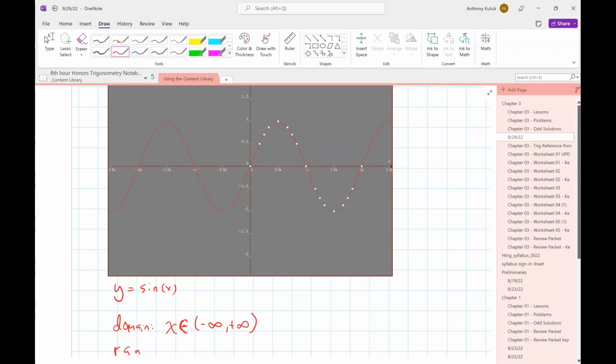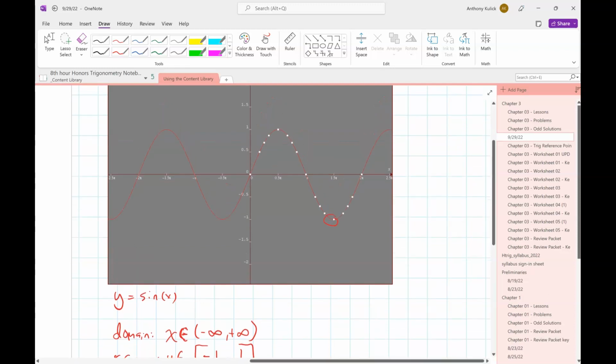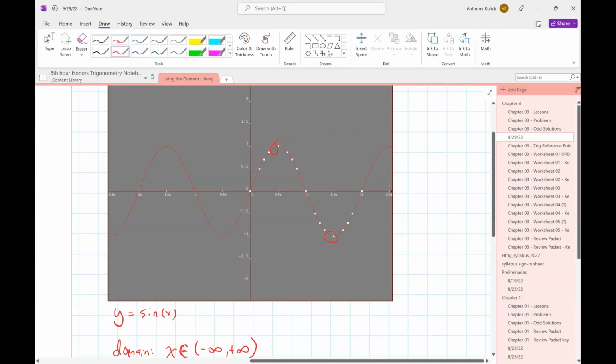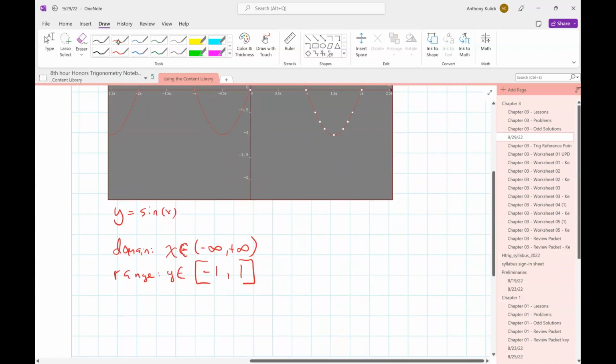What is the range going to be, though? Yeah, so -1 to 1. And here's the big question for you. Should I be having brackets or parentheses? Brackets, very good. Why am I getting a bracket here as opposed to a parenthesis? Yeah, I actually have a point that has the y coordinate -1 and the y coordinate +1. Everybody agree with that? So those values are actually taken by the function, so they are absolutely included in our range. Those are values that the function can have.